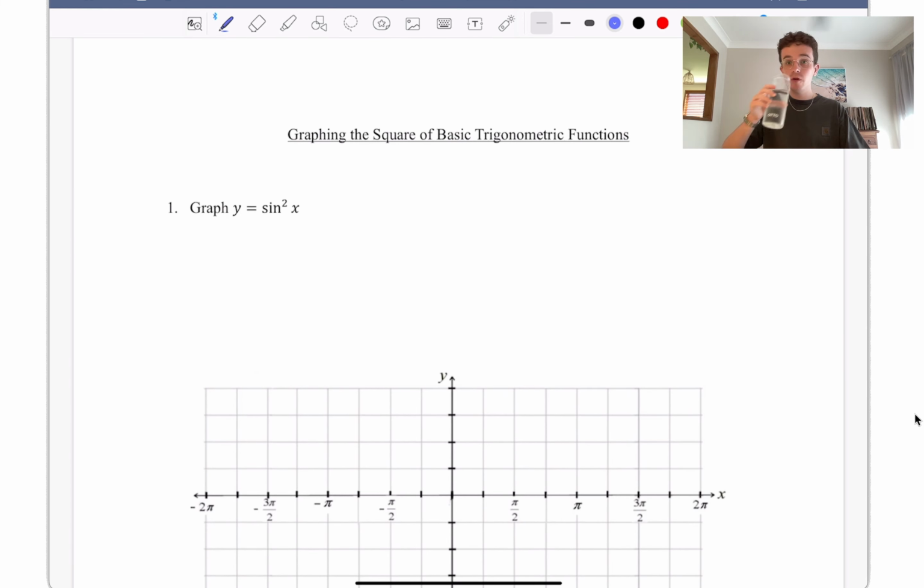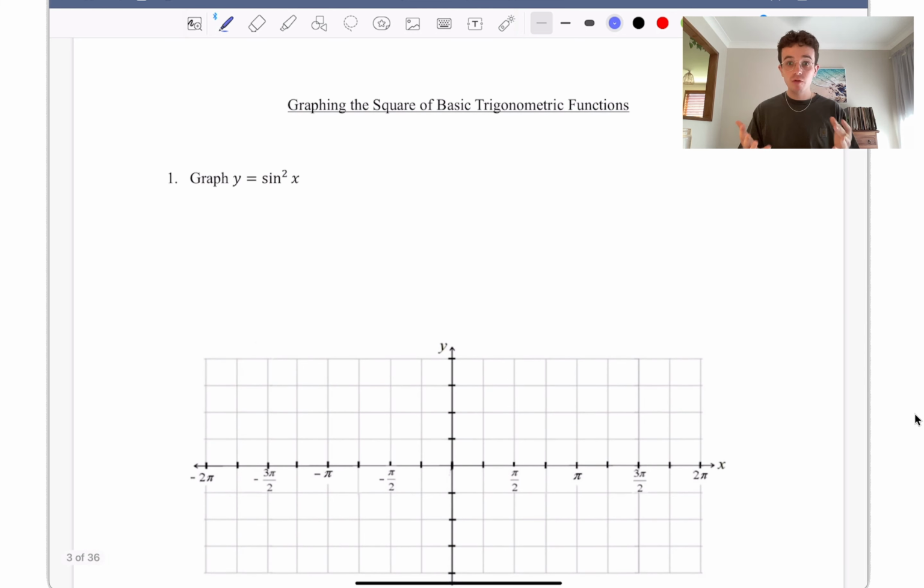So the first thing that we need to learn how to do in this topic is graphing the square of basic trigonometric equations. For example, if we were to graph sine squared of x. Now, there are two ways of graphing sine squared of x. The more comprehensive and, say, visual way of graphing it is by literally drawing the graph of sine of x and then just manually squaring it by visualizing what happens if I square a graph.